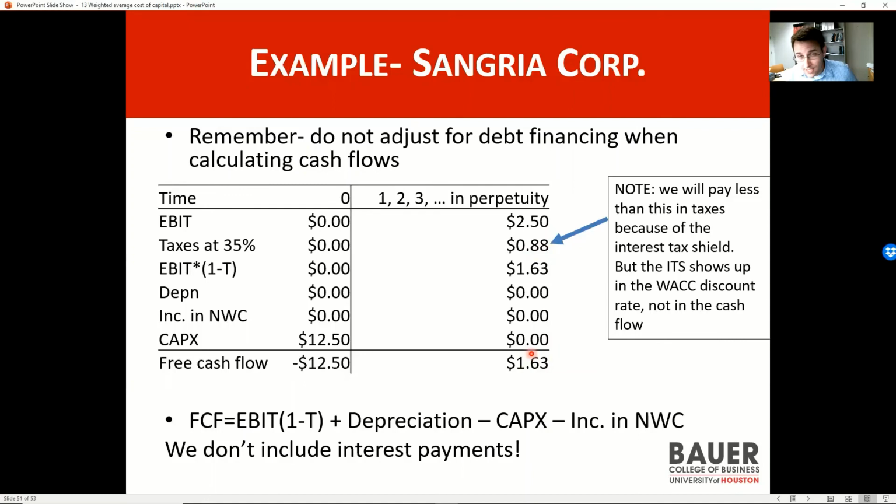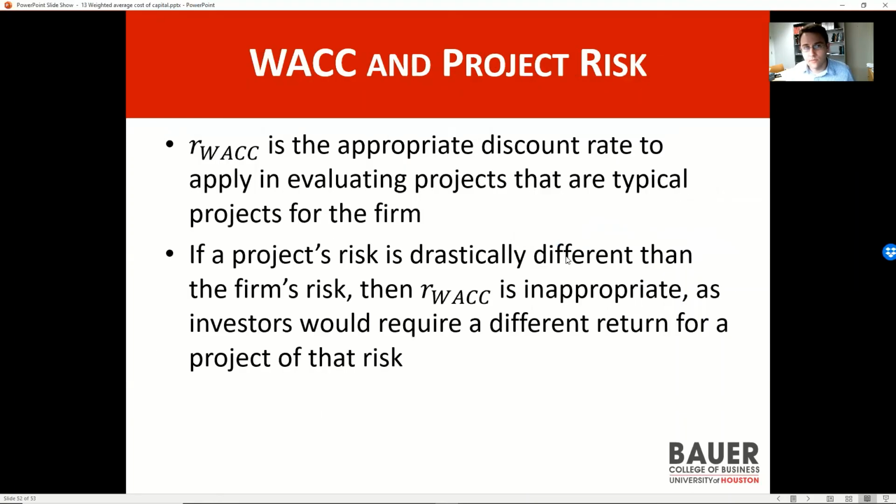The entire effect of the tax shields shows up in the discount rate. Okay, we don't want to do it twice. We don't want to have the tax shields show up in both the cash flows and the discount rates, and we're double counting things. We keep the cash flows from the operations. We discount them by the WACC. That gives us the total value of the project, including the financing. Okay, so this is just an important note here. We don't double count the tax shields.